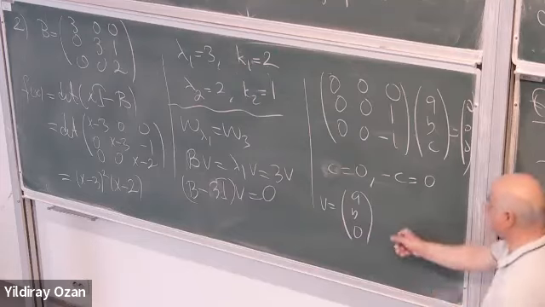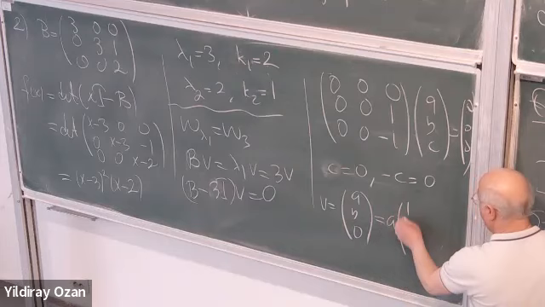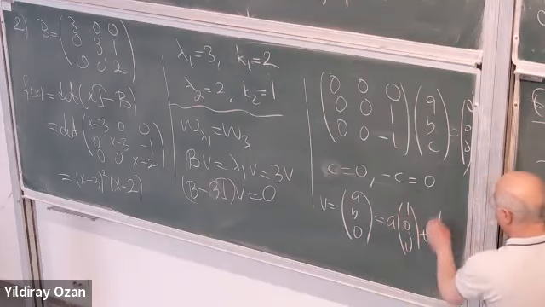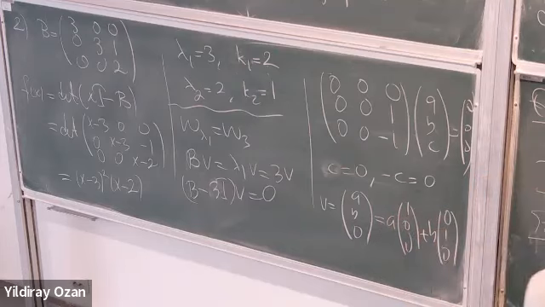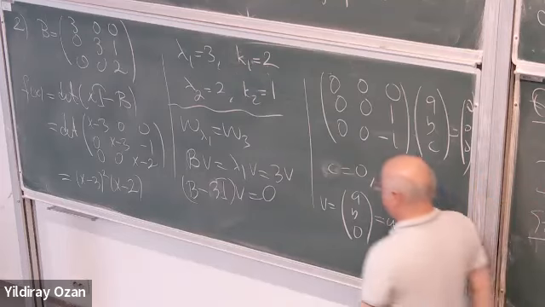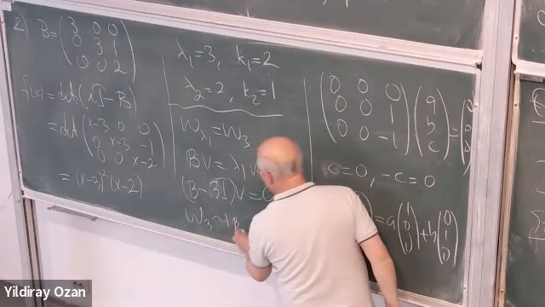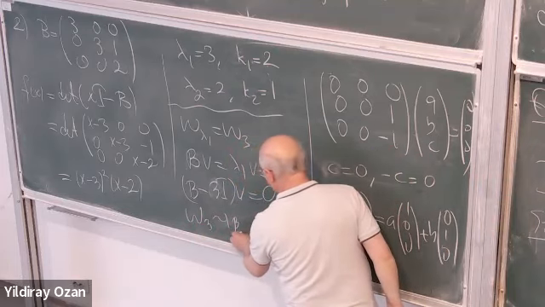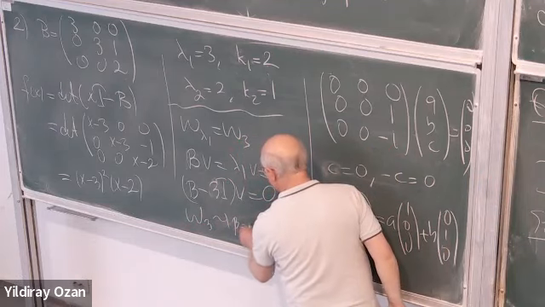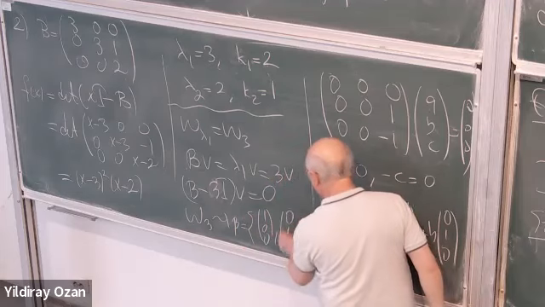Okay. So what is this now? A basis for this. This is A times 1, 0, 0 plus B times 0, 1, 0. So a basis for the eigenspace W3. So basis for this: 1, 0, 0 and 0, 1, 0.